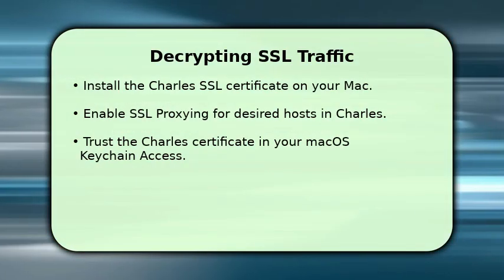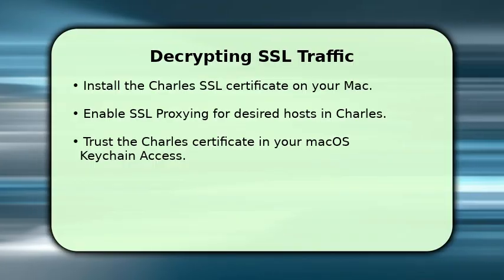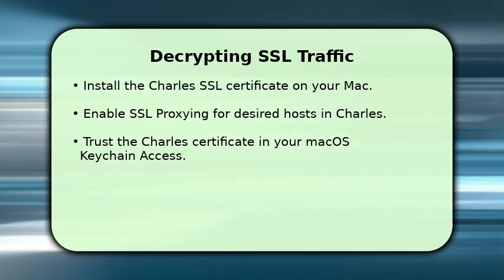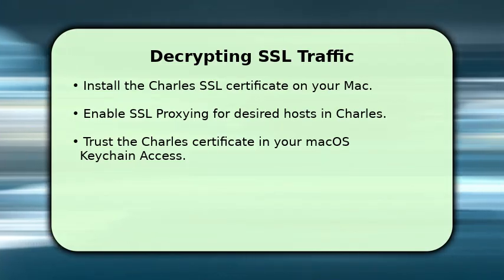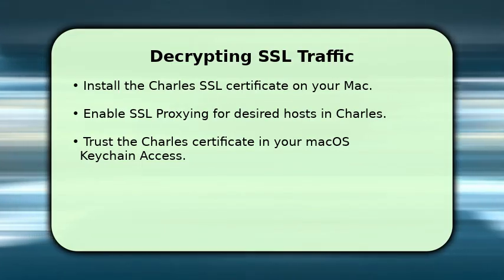To inspect secure HTTPS traffic, you'll need to enable SSL proxying. First, install the Charles SSL certificate on your Mac by navigating to the Help menu and selecting SSL proxying, then install Charles root certificate. Next, enable SSL proxying for the specific hosts you wish to monitor within Charles. Finally, trust the installed certificate in your Mac OS keychain access. After these steps, you will be able to view the decrypted content of secure network requests and responses.